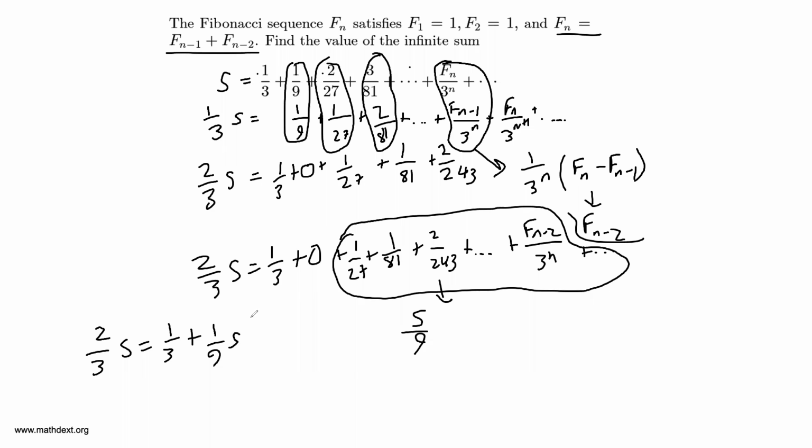2/3 S is equal to 1/3 + 1/9 S. Therefore, if you want to solve for S, you can rearrange this to isolate S, and you get 5/9 S is equal to 1/3. And as a result, you can solve this to get S is equal to 3/5.